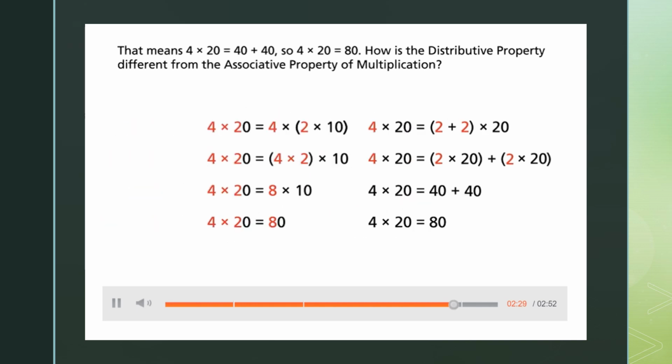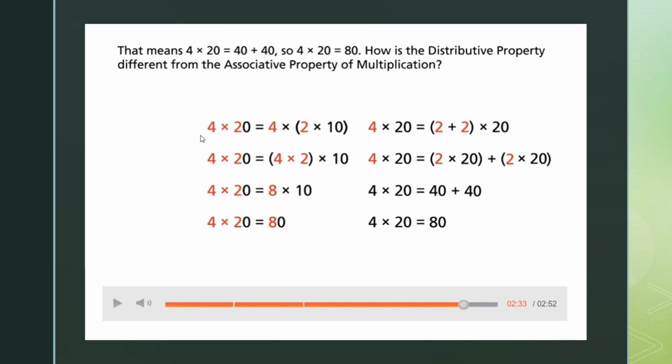How is the distributive property different from the associative property of multiplication? So, this can look confusing, but you can do this. We have experience with the associative property of multiplication and the distributive property. So we've got to just take this step by step. How are they different?